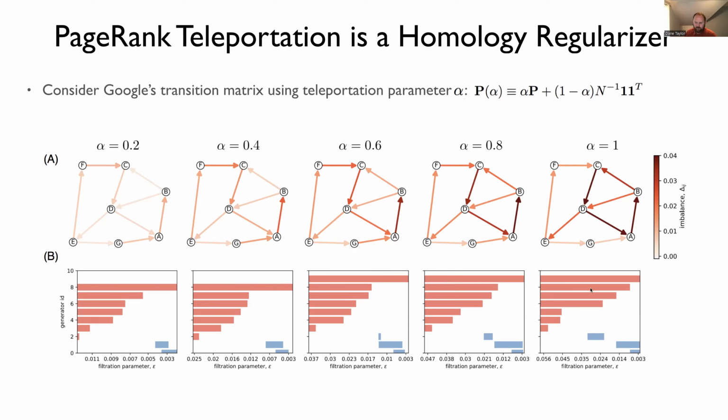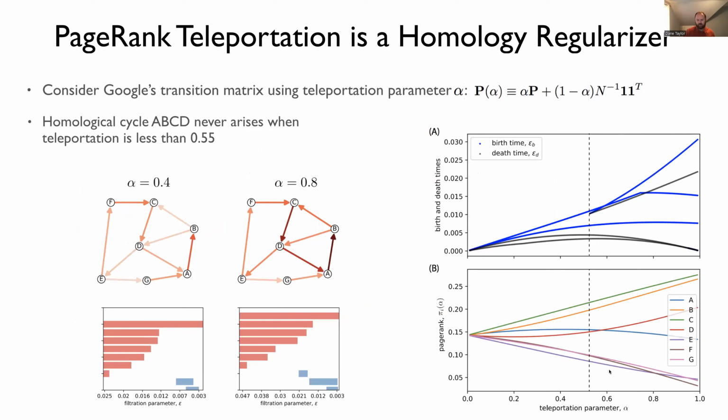So when we look at the persistence diagrams and we track, originally this was the most significant cycle. As alpha decreases, that cycle disappears completely. So that's what I mean by regularization. When we introduce the teleportation, it perturbs the transition matrix so that the stationary flows are less cyclic, essentially.